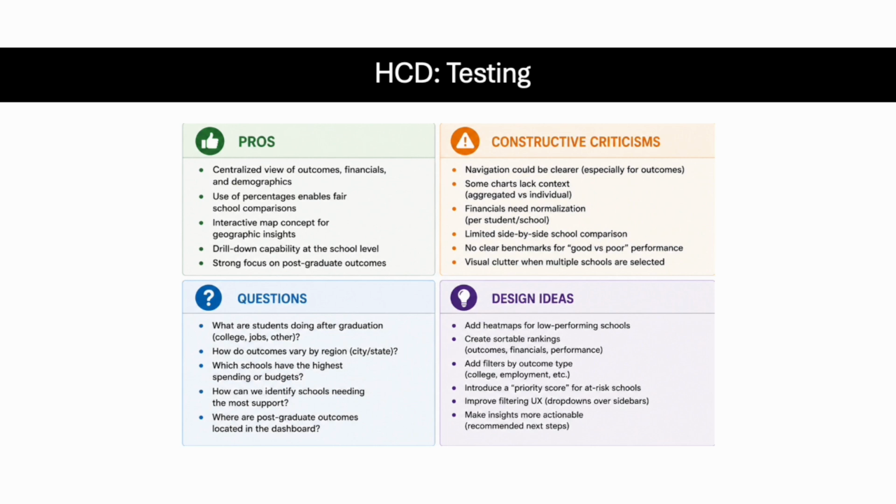So some possible design ideas were implemented that maybe we can create heat maps for the low performing schools that quickly identify which ones might need targeted intervention, and perhaps create a sortable ranking depending on their outcomes, financials, and performance. And then maybe we can filter by the outcome type. So for college employment, possibly introduce a priority score for at-risk schools, maybe improve filtering UX or the drop down over sidebars and make insights more actionable. So for instance, including recommended next steps.